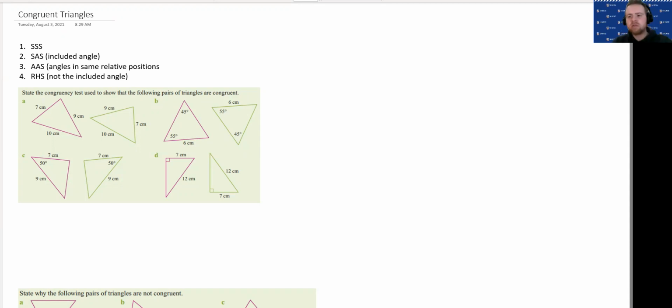Not to say all of its angles are equal. It's not necessarily equilateral, but what it does mean is that there's a matching side, or a corresponding side, with each shape, and a corresponding angle as well.